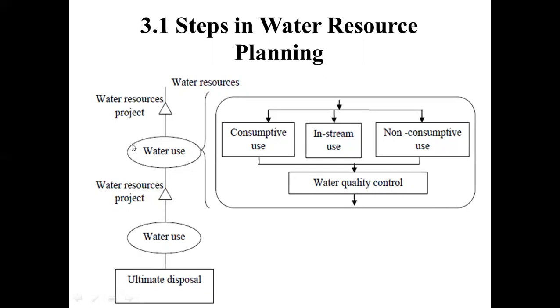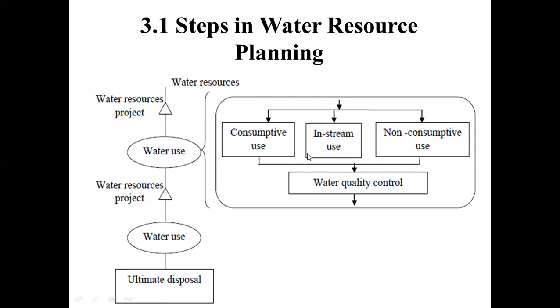Now you can see here, if you're talking about the uses of water, it has three main categories: consumptive use, in-stream use, and non-consumptive use. Consumptive use is the consumption, that is we human beings using that water, maybe for drinking, washing clothes, flushing of toilets, bathing. That is consumption. That's why it's called consumptive use.